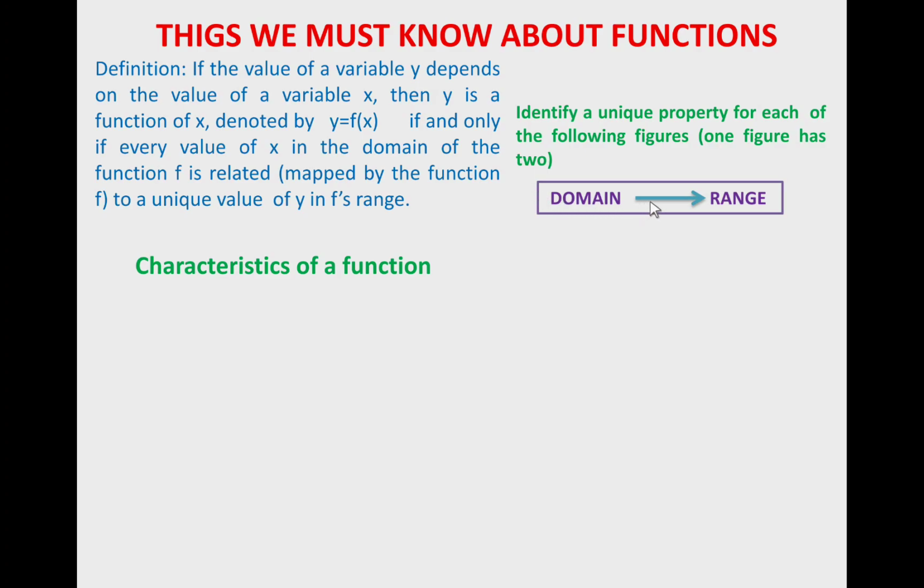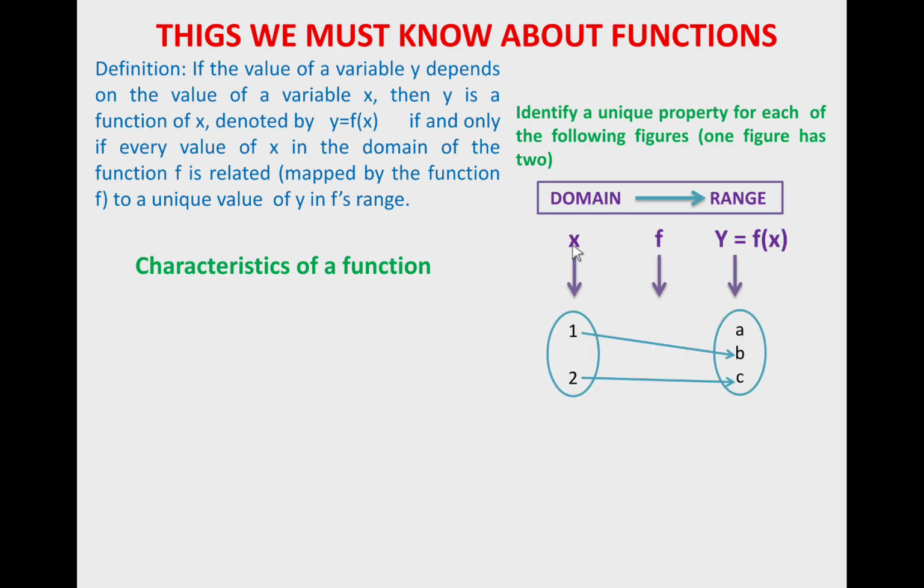We have the domain and then an arrow. This arrow indicates that the function maps members of the domain to members of the range. Our domain is populated by values of x, and the range is populated by values of y, where y is the dependent variable and x is the independent variable. So changes of x cause changes in y, and that's why x is the independent variable and y is the dependent variable. The range contains all values that y can take, and the domain contains all values that x can take.